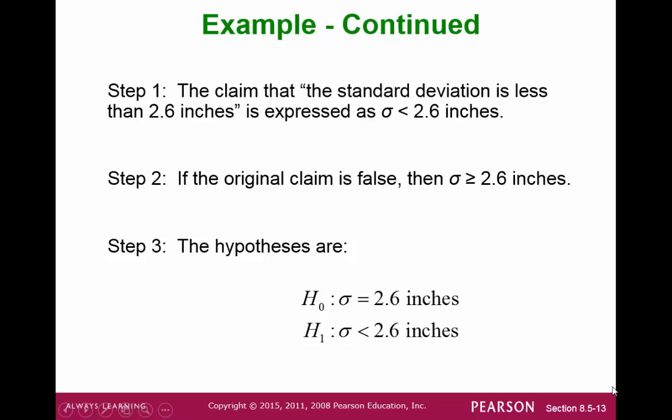All right, the first three steps are as follows. The claim is that the standard deviation is less than 2.6 inches. We write that as sigma less than 2.6. The opposite of the claim is sigma is bigger than or equal to 2.6, and so the second step contains a condition of equality that will replace our null hypothesis with sigma equals 2.6, and then we will keep our alternative hypothesis to be our claim, sigma is less than 2.6.